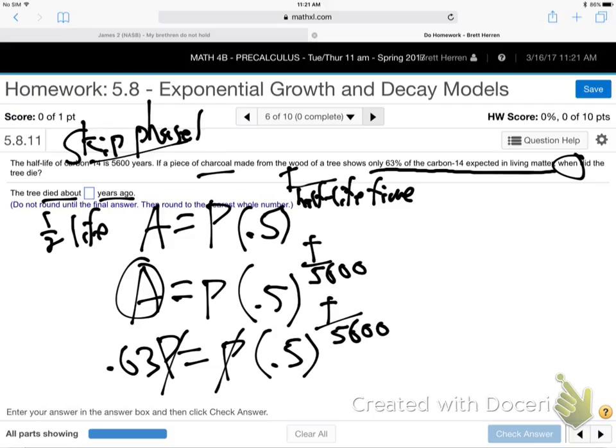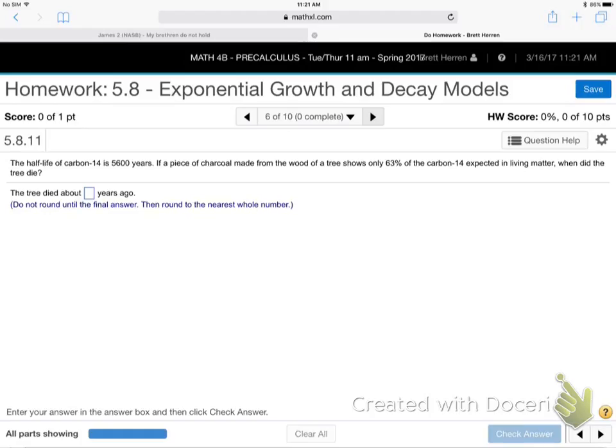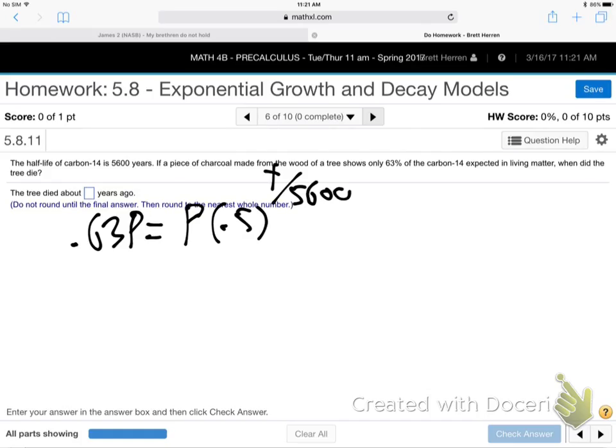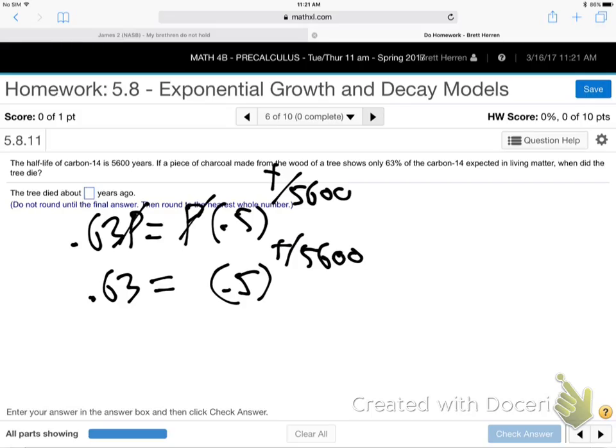Can I go to a fresh screen? So we got .63. Here, I'll put the P back in there. P times 0.5 to the T over 5600. So we divide out the P on both sides. So .63 equals 0.5 to the T over 5600. So what are we going to do now to solve for T? Now that we got rid of those P's, we can do it. So what do we do? Yeah, T is in the power. Got to get it out of the power, right?